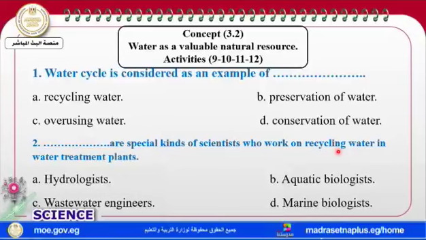Firstly, the water cycle is considered an example of what? Recycling water, or overusing of water, or preservation of water, or conservation of water. In the water cycle, is the water conserved? No. Preserved? No. But my dear student, it's recycled.